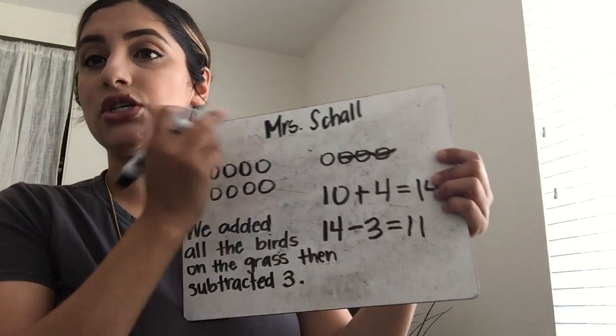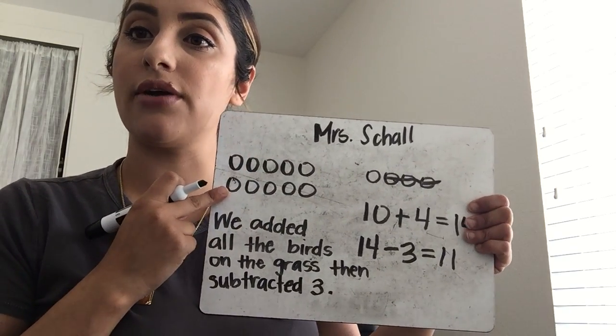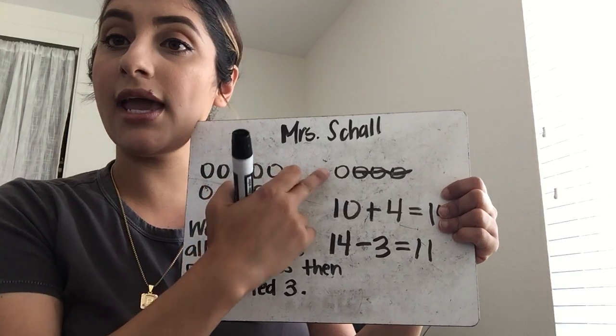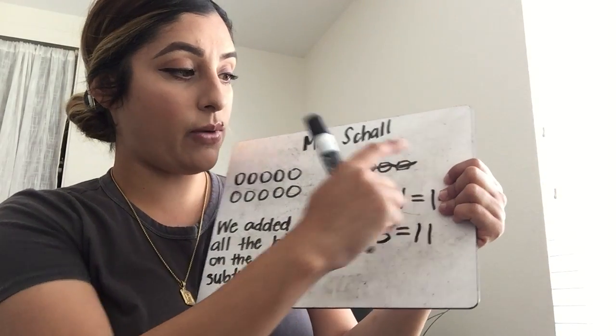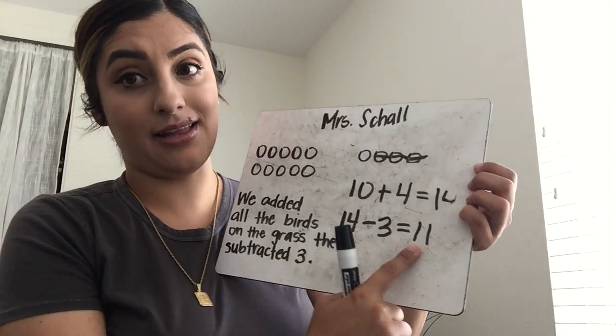Miss Shaw had 10 birds on her grass. 4 more came. 3 of them flew away, and we had 11 at the end.